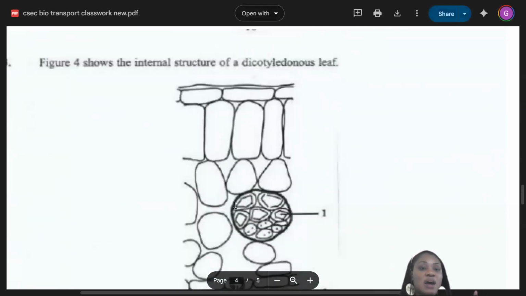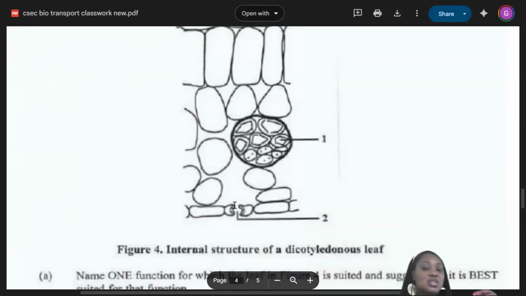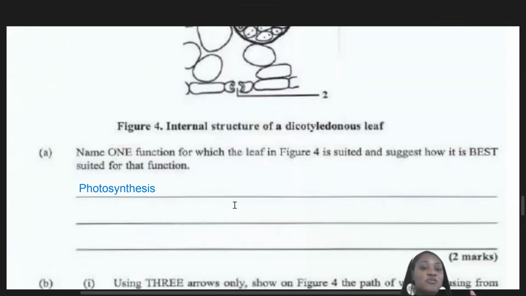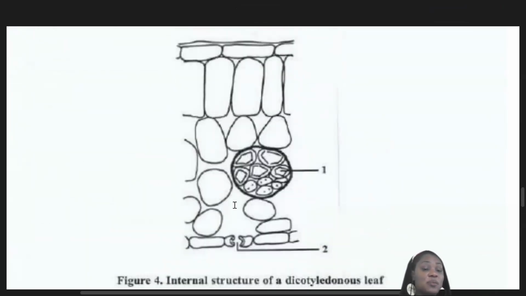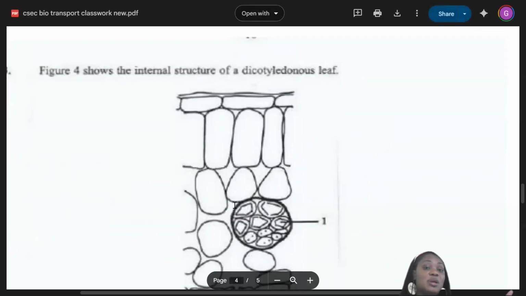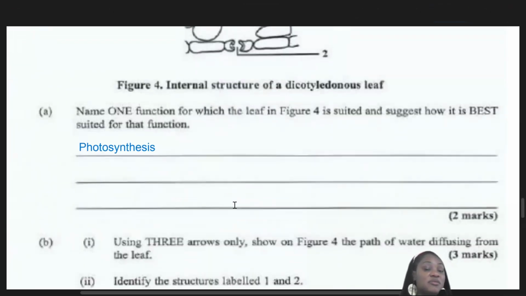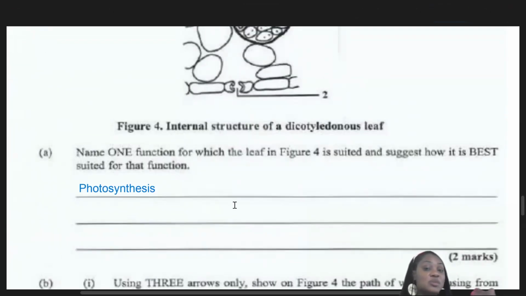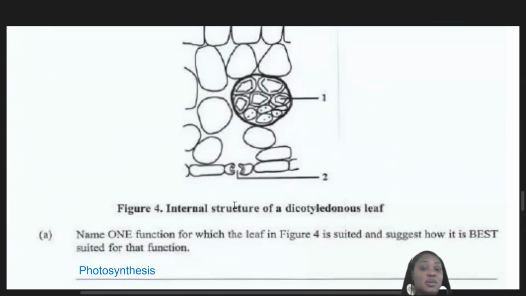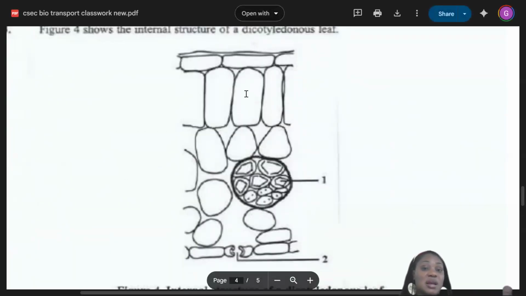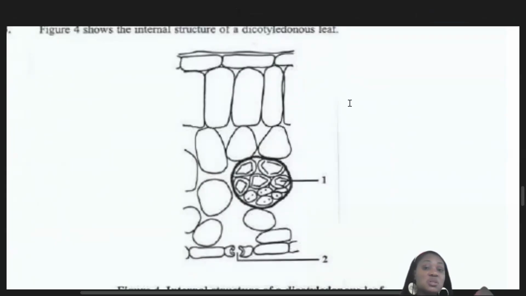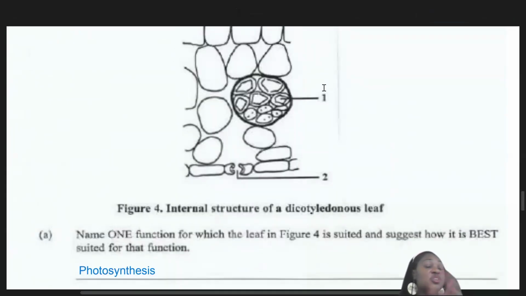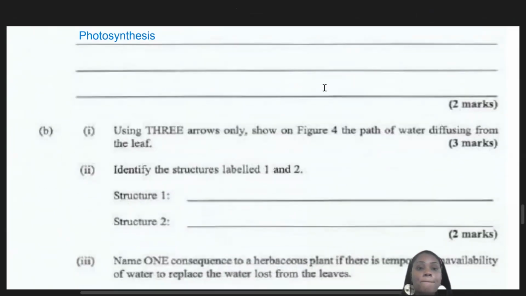Then finally here we have this section of a dicotyledonous leaf. Name one function for which the leaf is suited and how is it best adapted for that function. Photosynthesis, I would say, would be one of the first things. You should say what the leaf does and how it's best adapted. You can say it has palisade cells that have a lot of chloroplasts. You can take any feature of the leaf and say why it's well adapted, right?